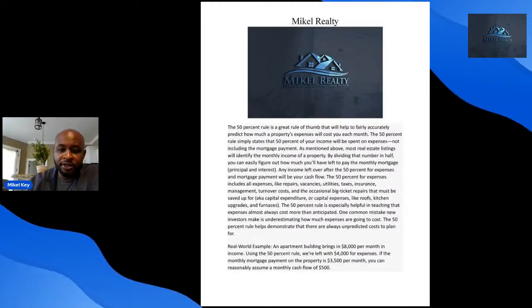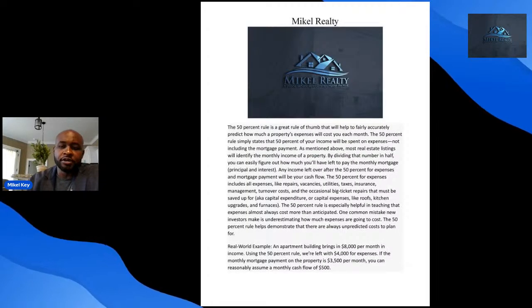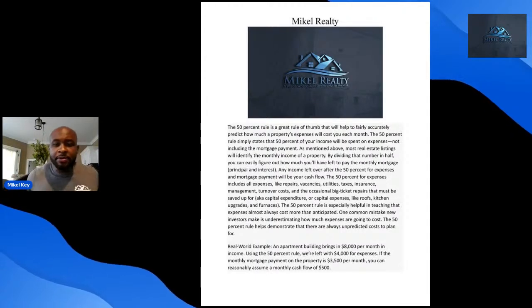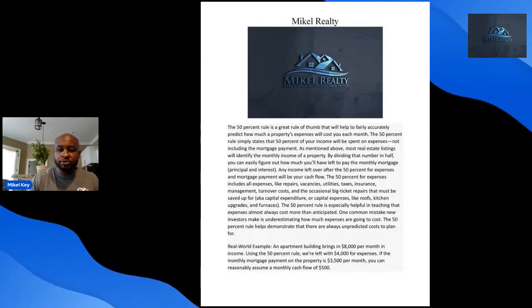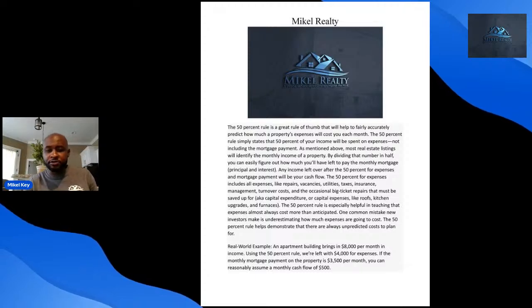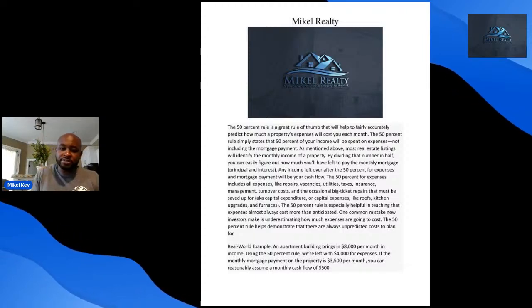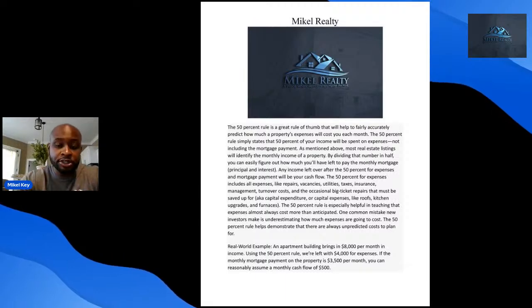Let's go with the 50% rule. It's a good rule of thumb that will help to fairly accurately predict how much a property's expenses will cost you each month. The 50% rule simply states that 50% of your income will be spent on expenses, not including the mortgage payments.